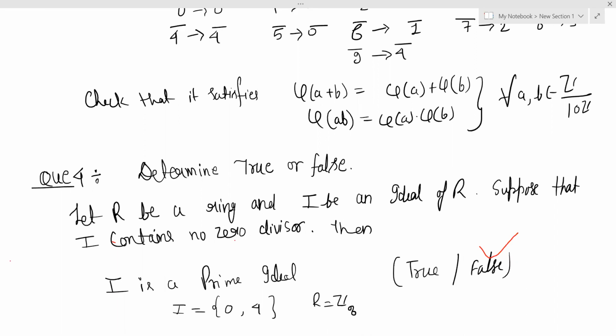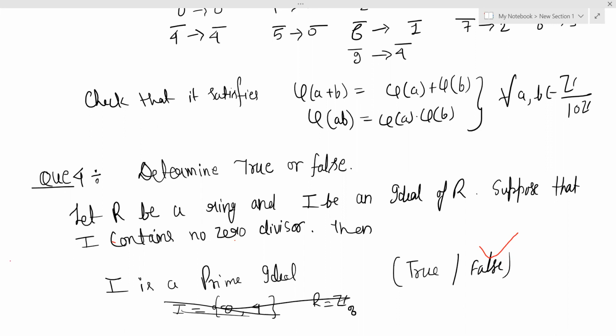But does I contain a zero divisor? Yes, it contains a zero divisor, right? 4 is a zero divisor. But I should contain no zero divisor, right? So this example does not work. So why are you thinking of this? Think of the ring of integers. I even told you 4Z. Take the ideal I equals 4Z. Is it a prime ideal or not?